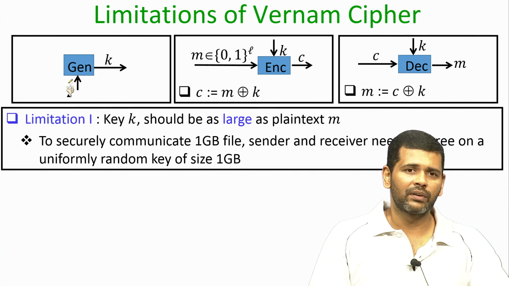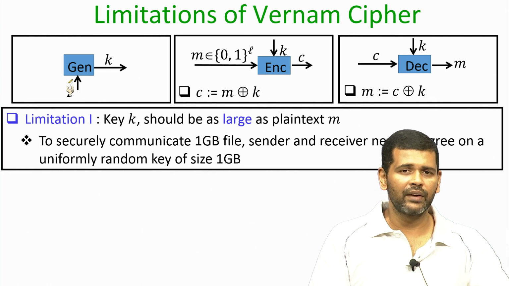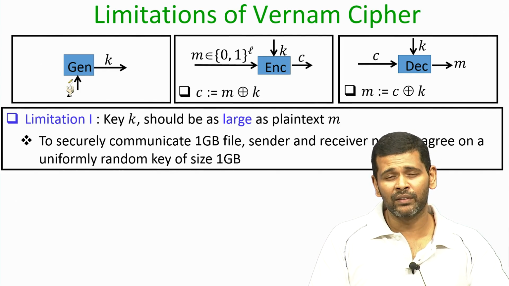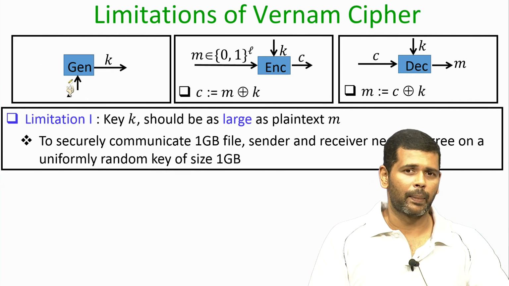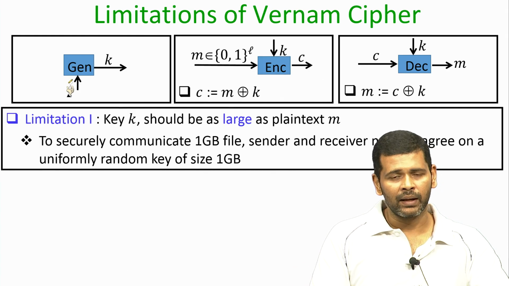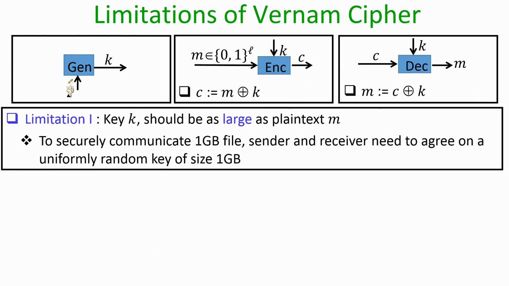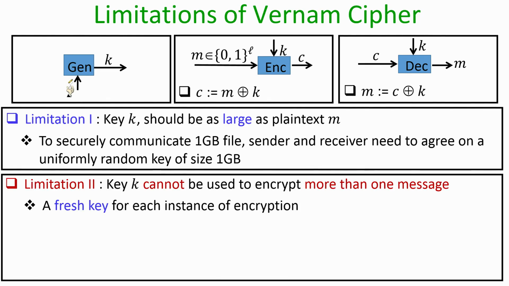The first limitation is that the key should be as large as the plain text, because the size of the key is little l as well as the size of the plain text is also little l. This means that if the sender wants to encrypt a 1 GB file, then it has to agree upon a key which is also of size 1 GB, which seems very impractical, because in practice we aim for an encryption process where we can use a very small key to encrypt long messages. So, that is the first restriction imposed by the Vernam cipher.